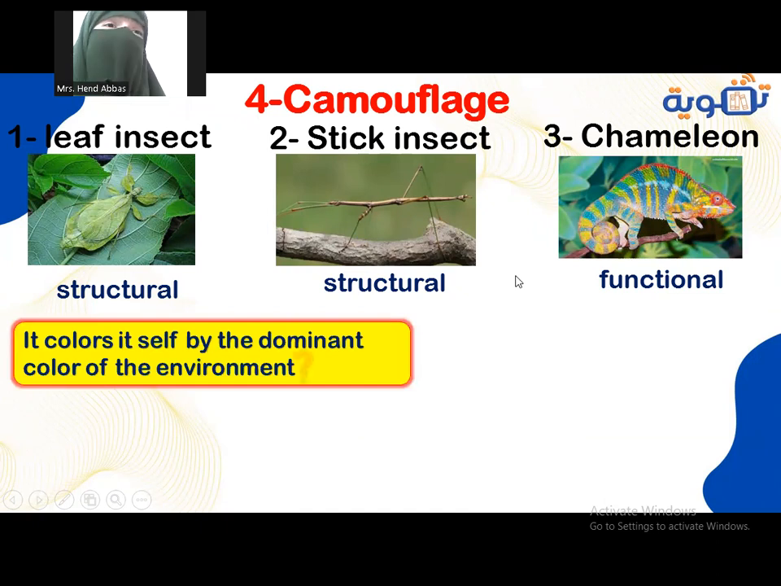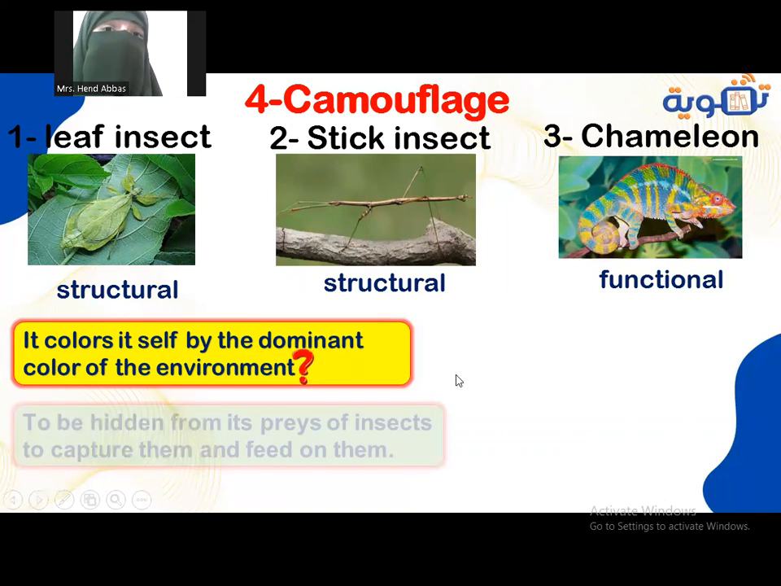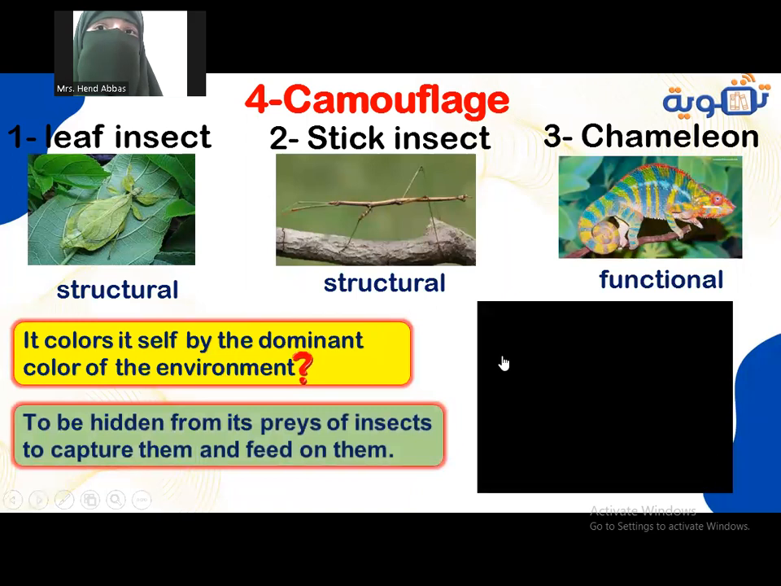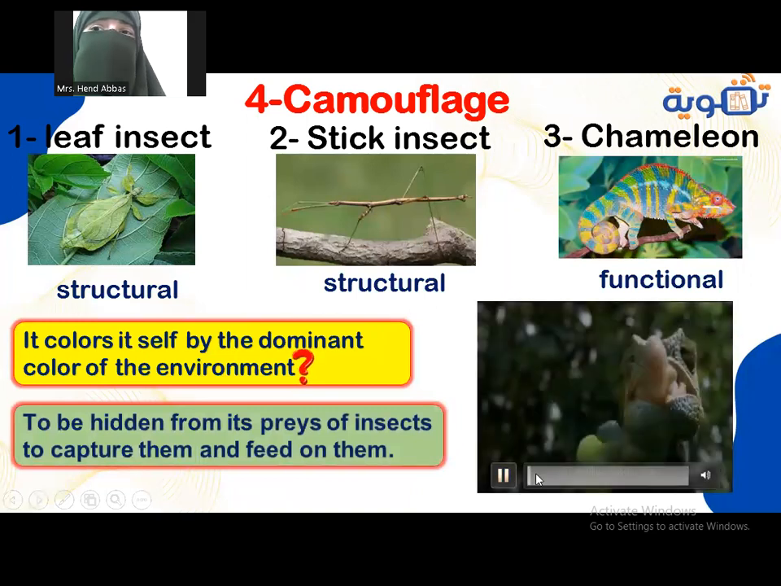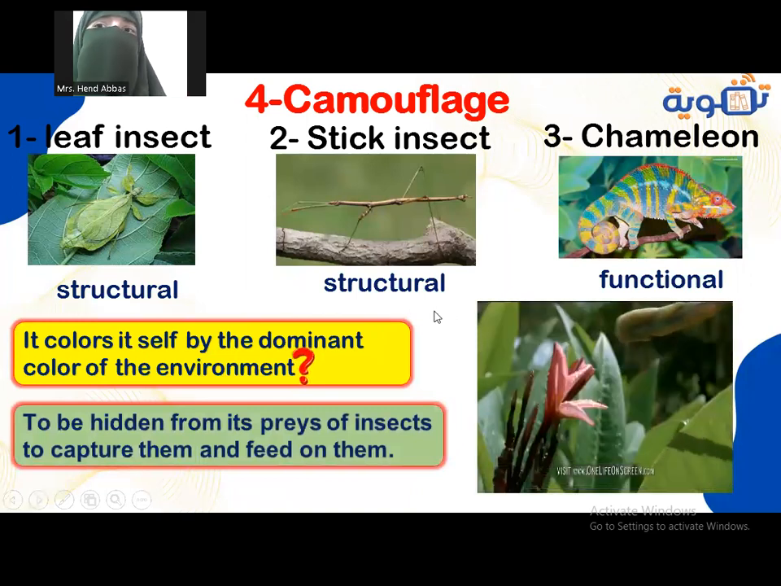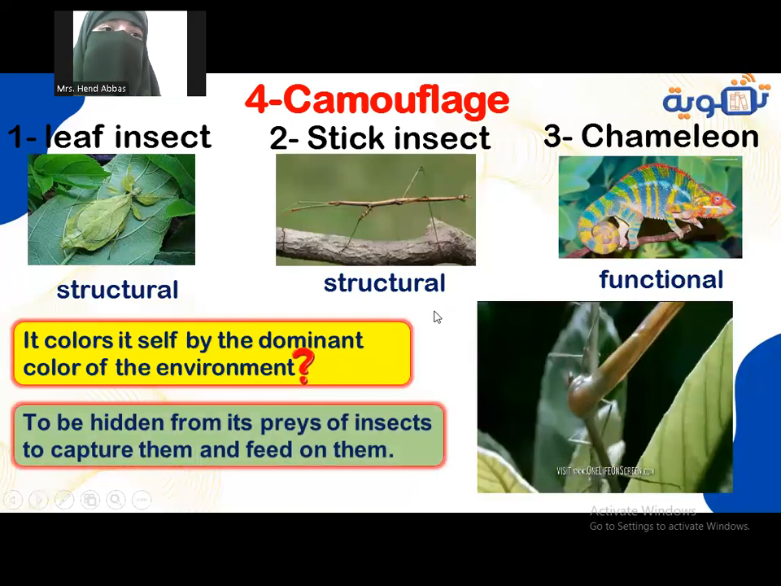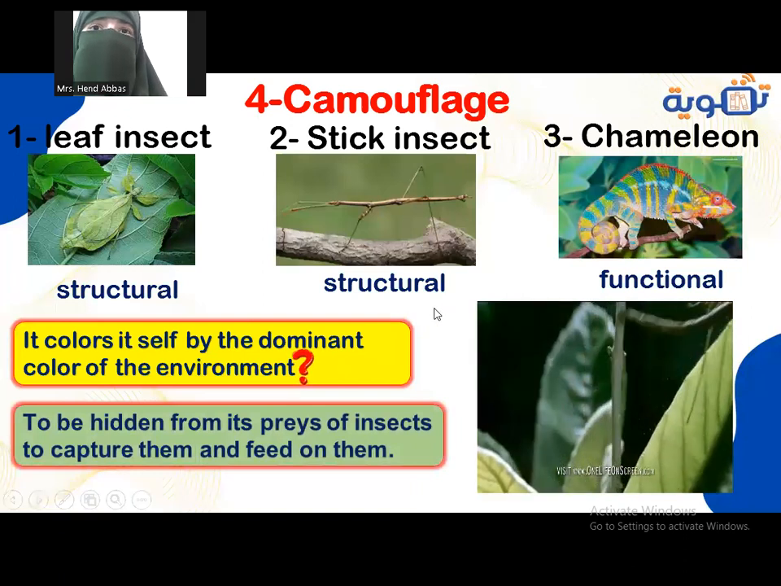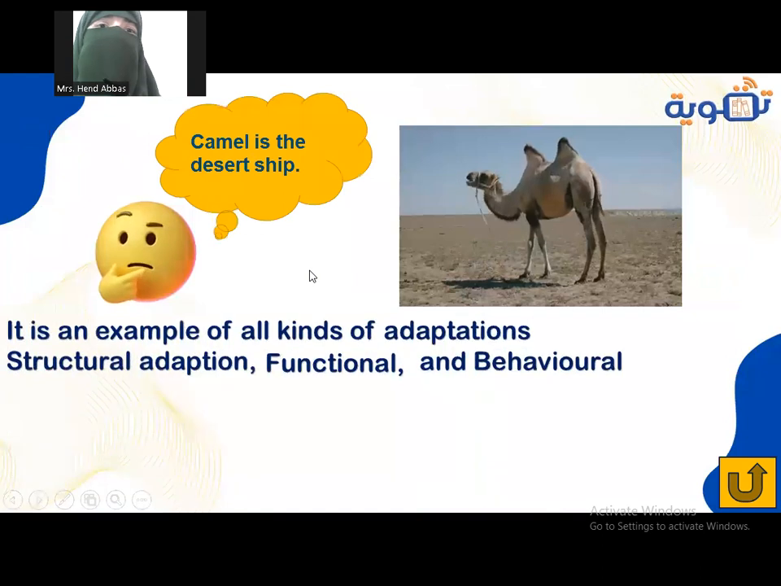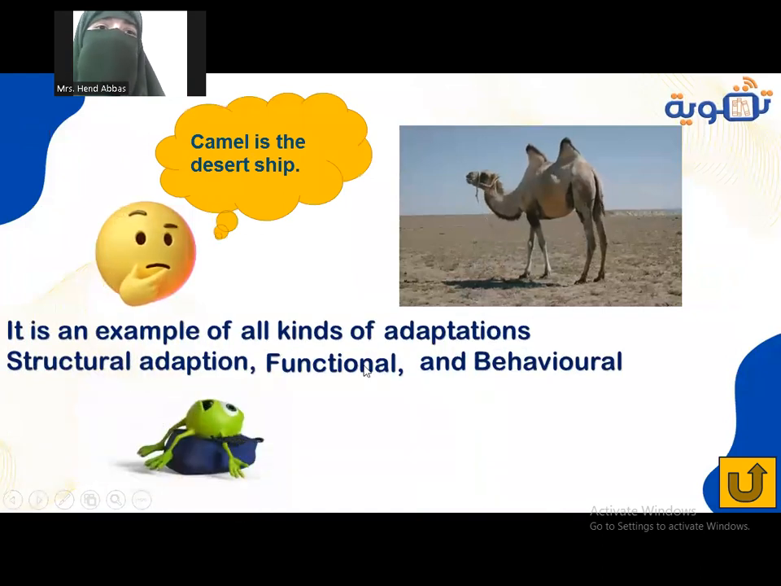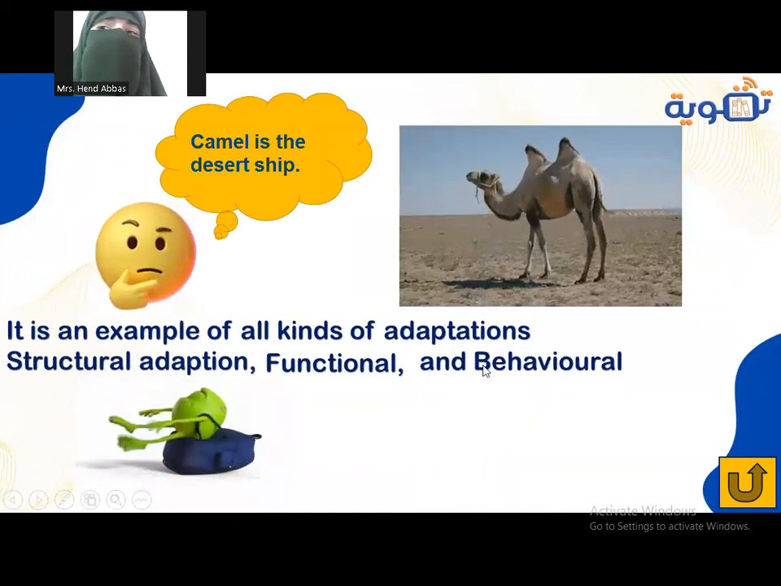Okay. So there are some animals that can color themselves by the dominant color of the environment. What are those animals? The chameleons. The chameleon colors itself by the dominant color of the environment. Why? To hide from its enemy, then quickly capture its prey. Okay, the camel is the desert ship. It has all of the types of adaptations, and like that, we finished.